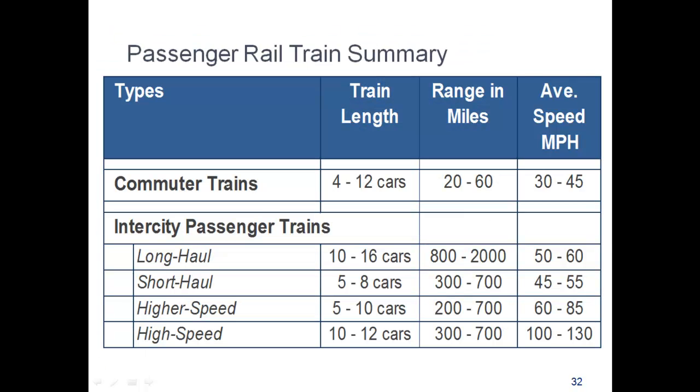All right, again, so this is a summary of the passenger rail, and again, we talked about commuter trains and the various types of intercity passenger trains. And as Jared and Dick talked about, the different train lengths go from 4 to 12 up to 10 to 12. And you can see the range in miles and the average speed.